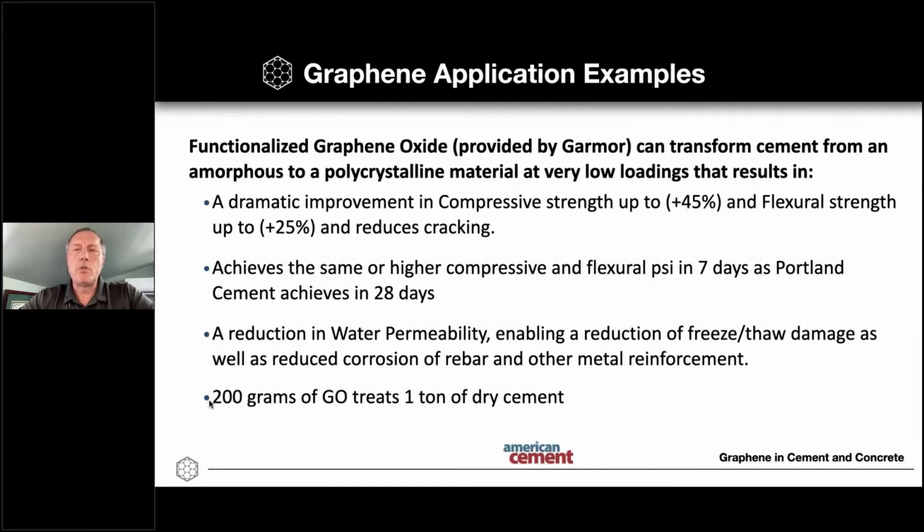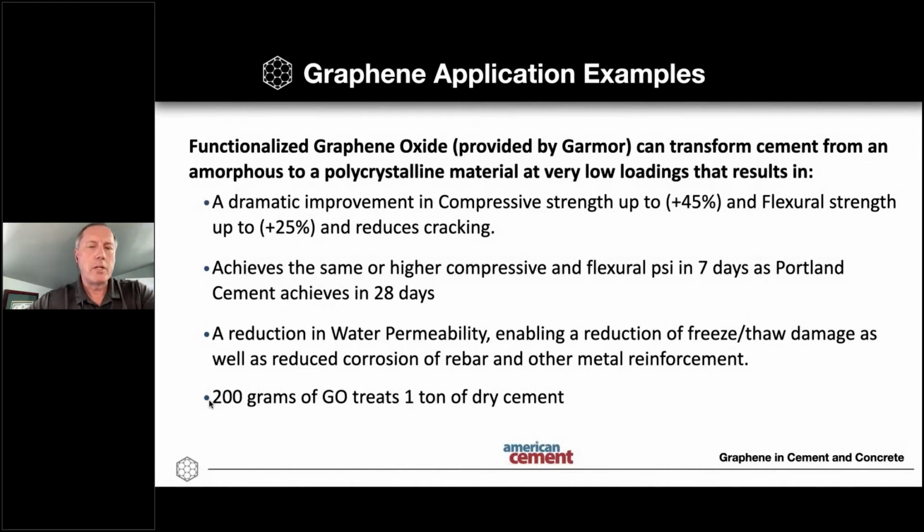And so just to give you some concrete data on how this works, one of the companies, Garmore, which is based in Florida, has a functionalized graphene oxide material, and they've had improvements of up to 45% in compressive strength, 25% in flexural strength, and a reduction in fracture or cracking. And they were able to take the cure rate and get the same or higher compressive and flexural strength in a 7-day cure as compared to a 28-day cure. So that's something important to think about.